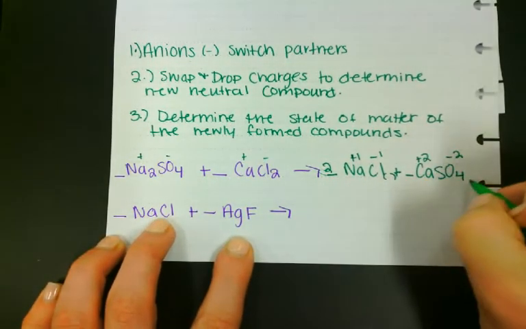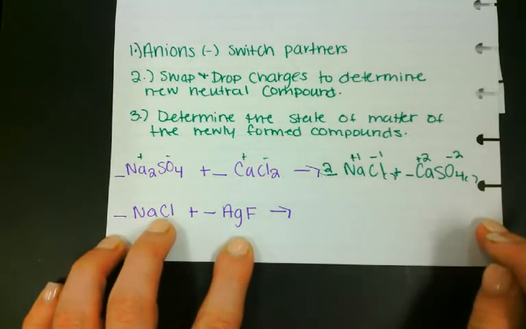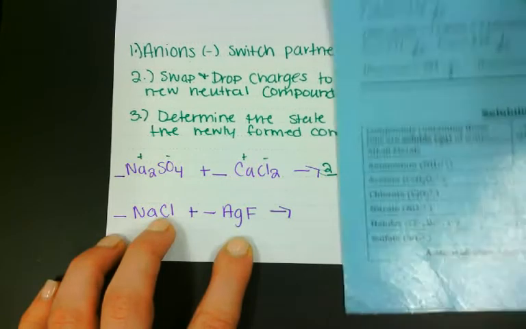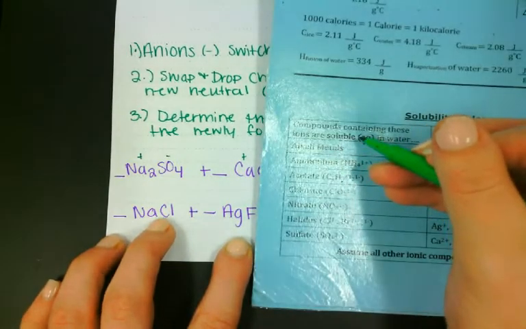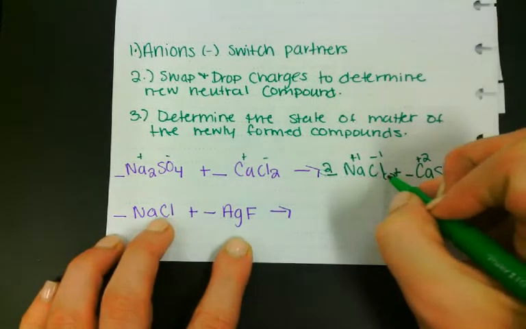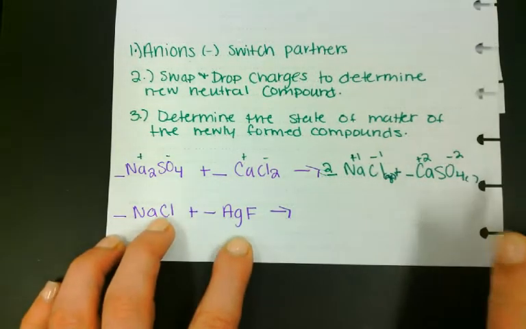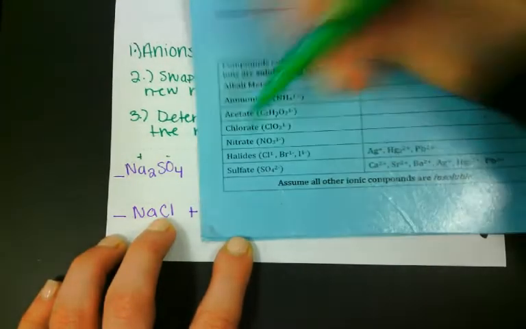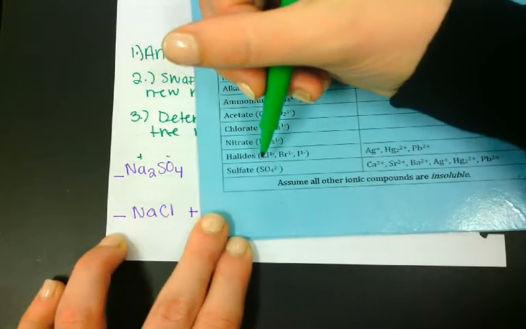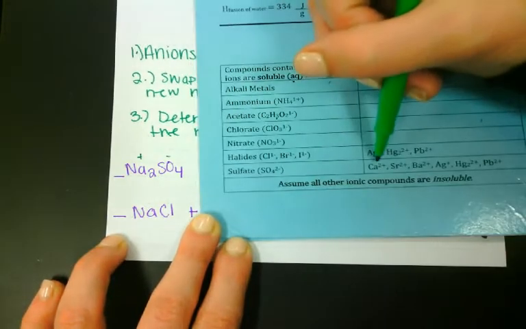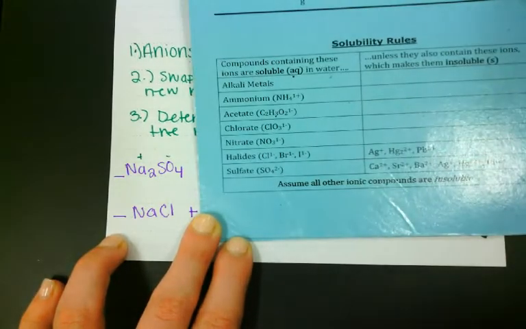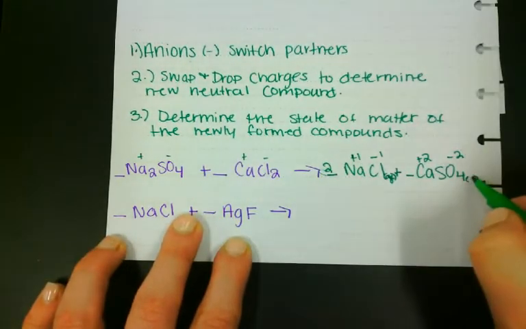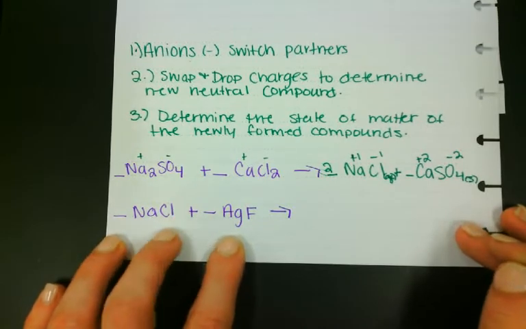Next, I need to determine the solubility of each of these compounds. Sodium is an alkali metal. Alkali metals are soluble. Soluble compounds get an AQ. Calcium sulfate has sulfate here on the solubility rules, but there is an exception when it's bound with calcium. So since we have calcium sulfate, it makes the compound insoluble. So we put an S for insoluble.